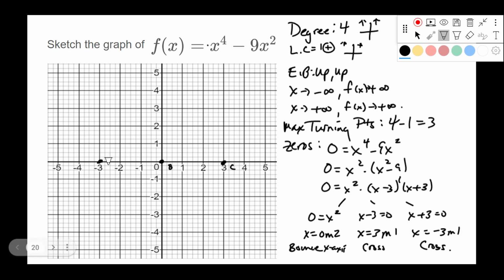I'll put a c there. And at negative 3, I'm going to put a c there to tell it it's going to cross. My end behavior is up, up. So it's up on this side, up on this side.